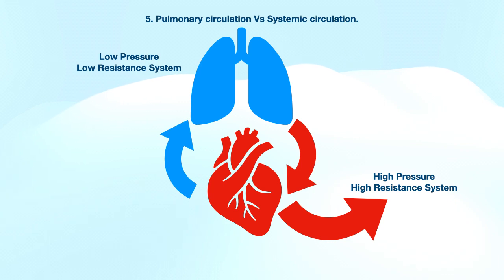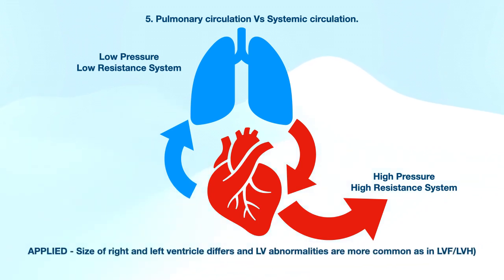I will cover the special features of pulmonary circulation in another video, but the applied aspect here lies in the fact that the size of the right and the left ventricle differs. The reason is that the right ventricle has very little resistance to overcome. The growth depends upon the resistance, whereas the left ventricle is much bigger and thicker, mainly because it has to pump across the high pressure, high resistance systemic circulation. This becomes important because left ventricular hypertrophy is much more common, and right ventricular hypertrophy is similar but less common. More commonly, we involve abnormalities like left heart failure or left ventricular hypertrophy.